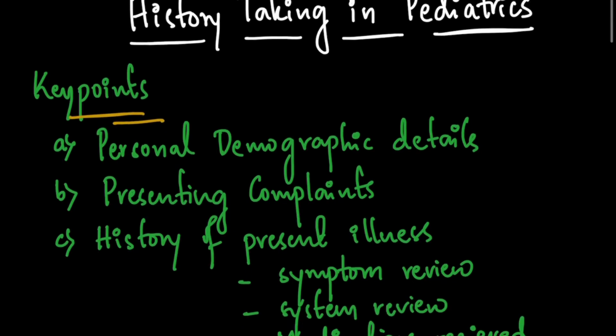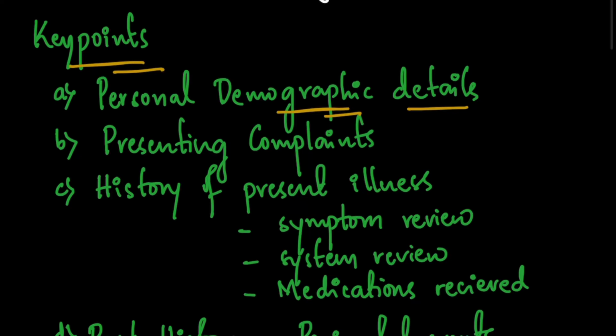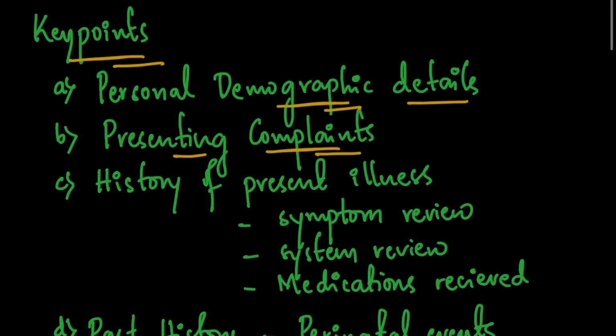Firstly, we'll ask about the personal demographic details of the patient, which includes the name, age, sex and everything. We'll discuss it in detail. Then we'll go over the presenting complaints of the child, for what the child is coming to the hospital. Then we'll discuss in brief about the history of presenting illness. We'll go according to the symptom review, system review, as well as the medications received in the past.